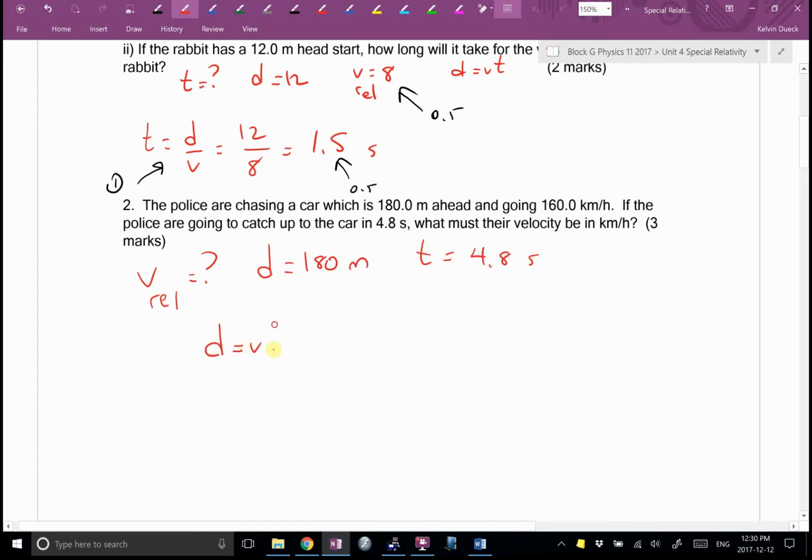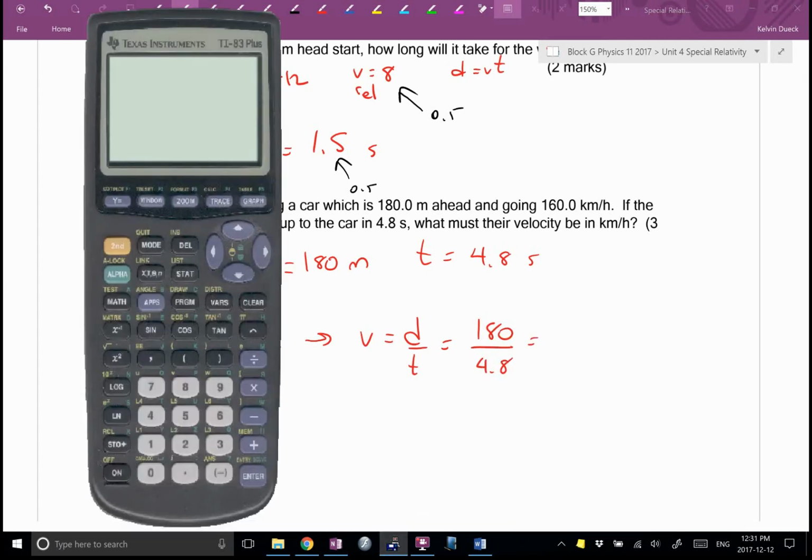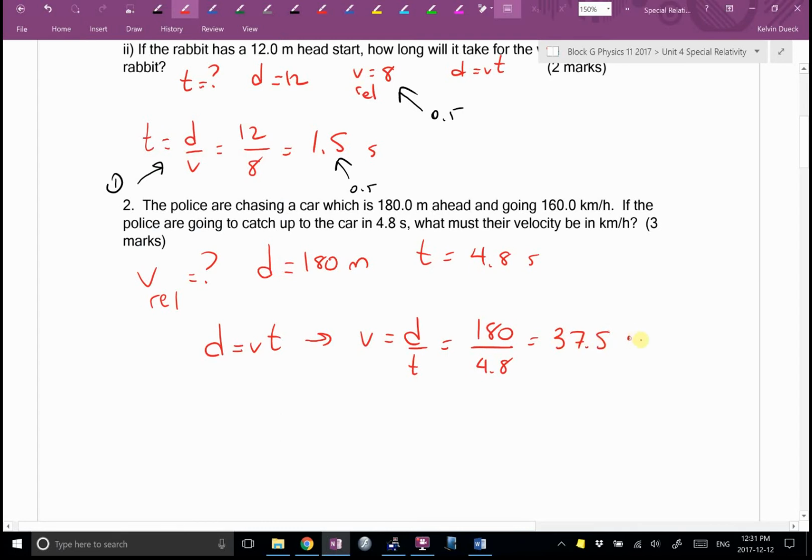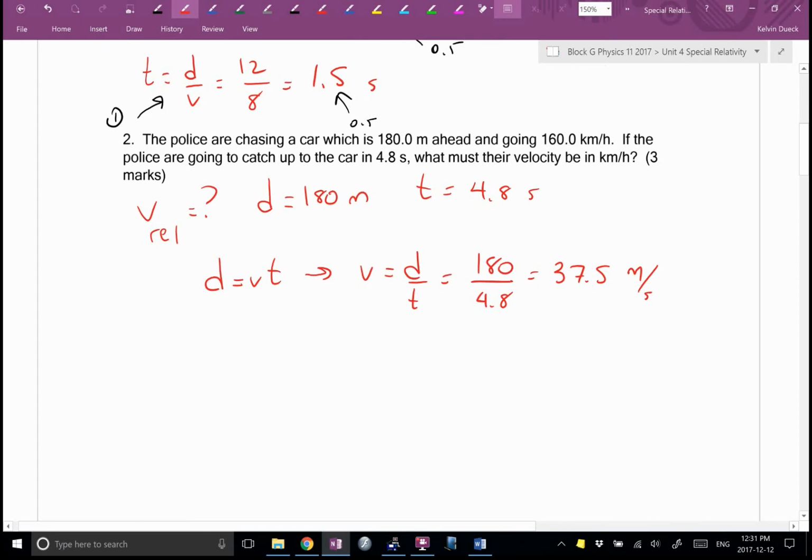I can use d equals vt, I can use v equals d over t. It's going to be 180 divided by 4.8. They've got to go 37.5 meters per second relative to the bad guys. That means if the bad guys are going 10 meters per second, these police need to go 47.5 meters per second. If the bad guys are going 20 meters per second, police have to go 57.5. They have to go that much faster than the bad guys.